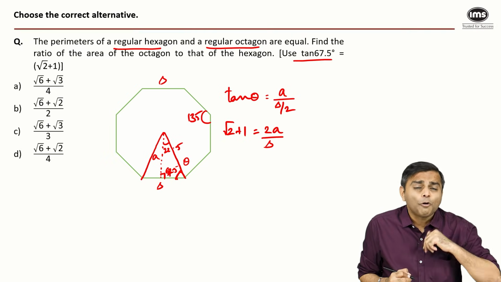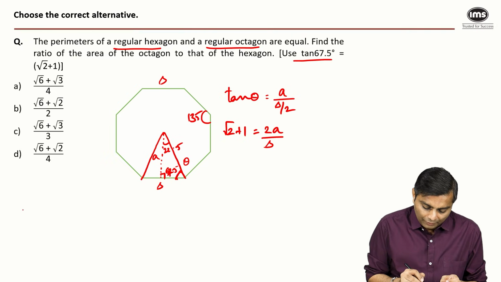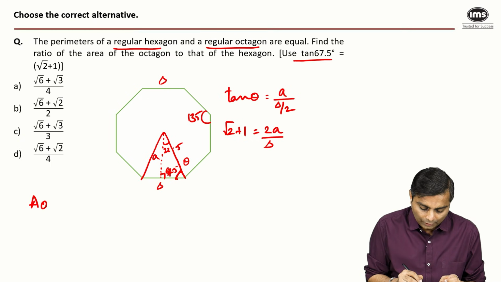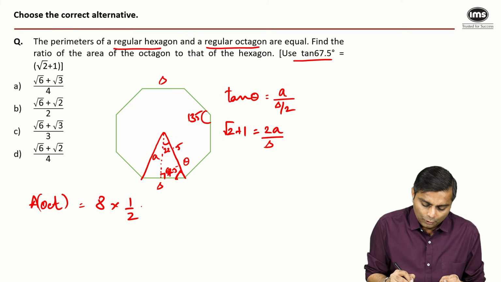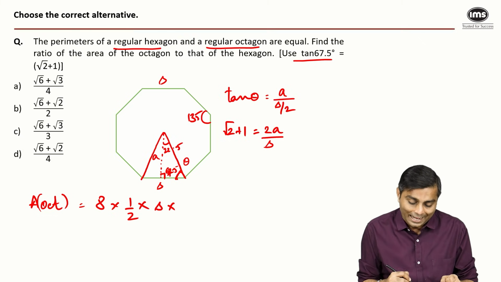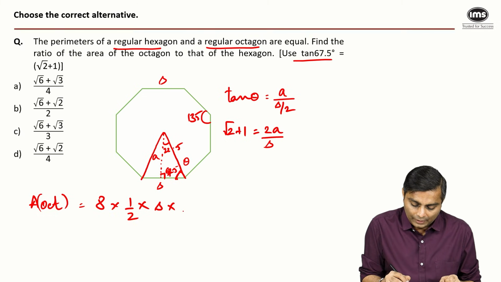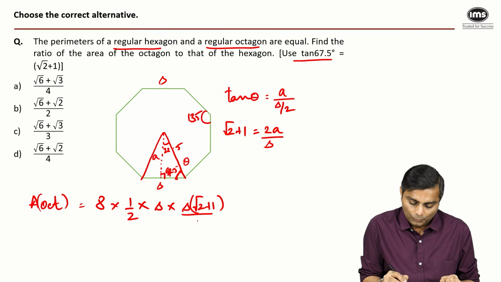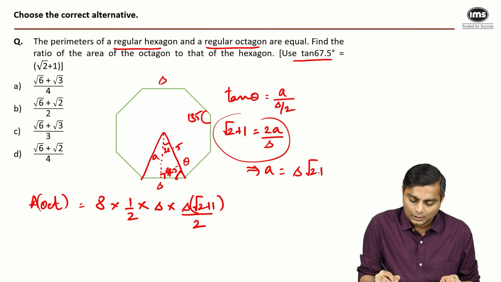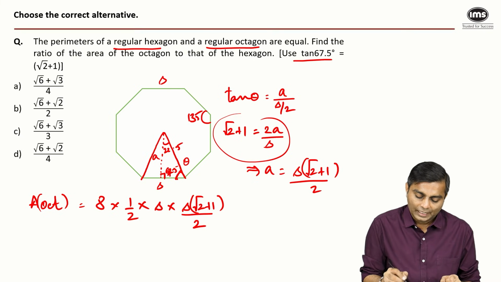Now, for area, what do we need to find? We need to find the area as 8 times this triangle. So the area of the octagon is 8 times half into base into height. What is our base? Base is S, and height is A. And how can we find the value of A? From here, you know that A is S times root 2 plus 1 by 2. So I have substituted that here.